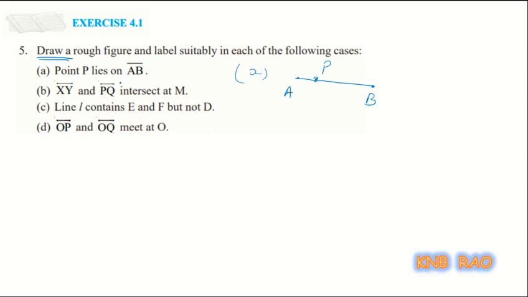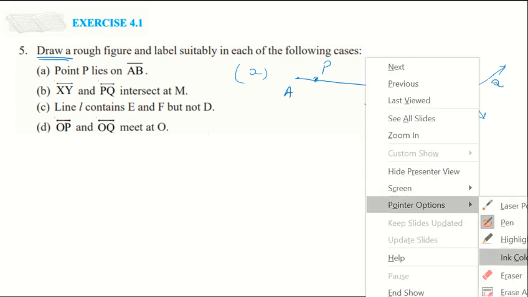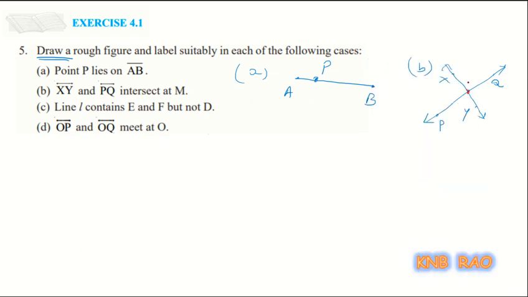You are asked to draw, children. Next, in B, line XY and line PQ intersect at M. They are lines, not line segments. So, for B, I am taking first a line XY, another line PQ, intersecting at point M. This is point M. Okay, so this is the intersecting point.